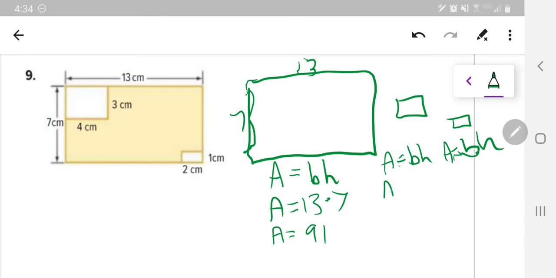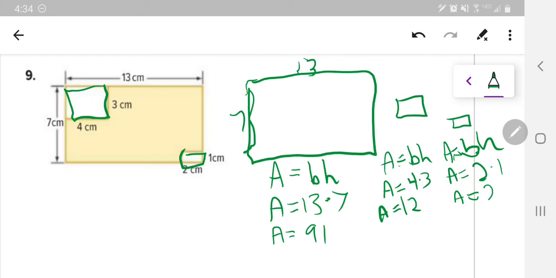Anyway, we are going to then find the area of this one up here, and that has dimensions of 4 and 3. So 4 times 3 is 12. And then we have this final shape here, which is 2 by 1. So we have 2 by 1. The area of that is 2.